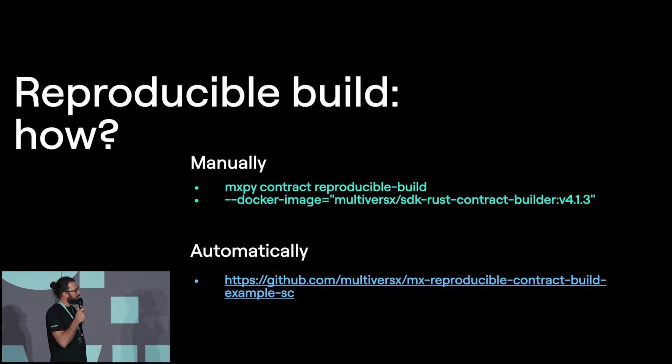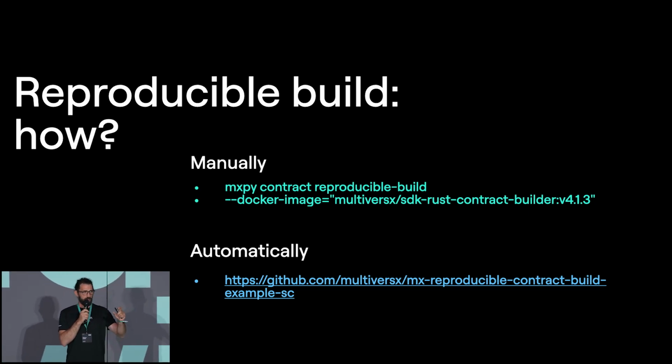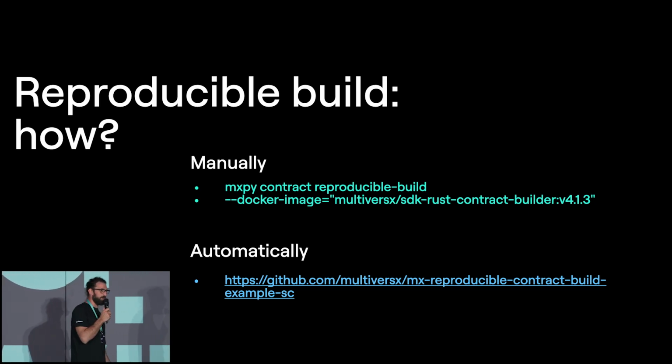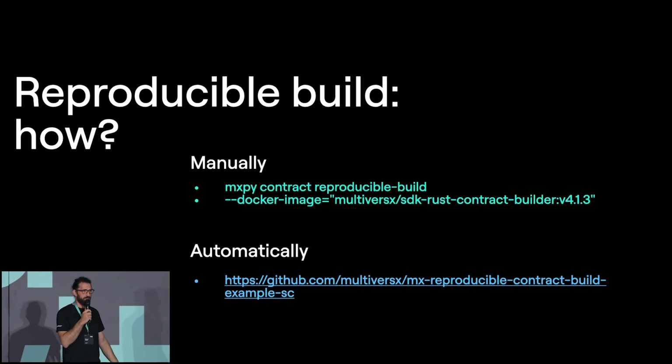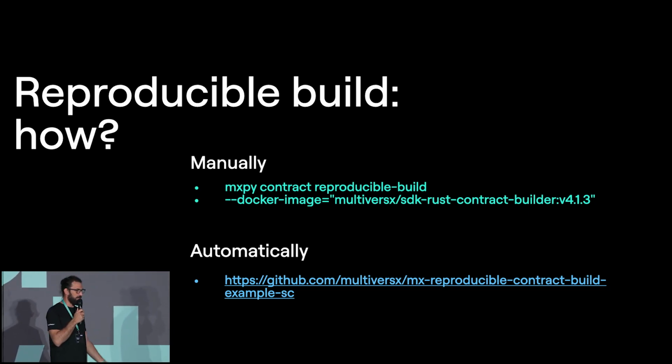These GitHub Actions are available at the link I specified over there, so you can use them right away. Just copy them from there and paste them into your repo. You don't even need to modify them too much, and then they're just usable.